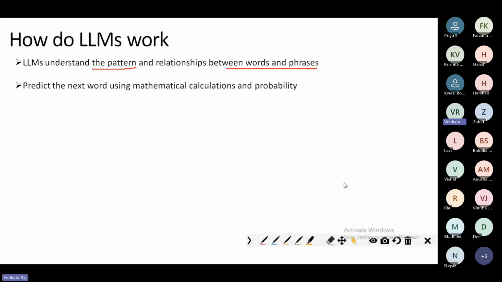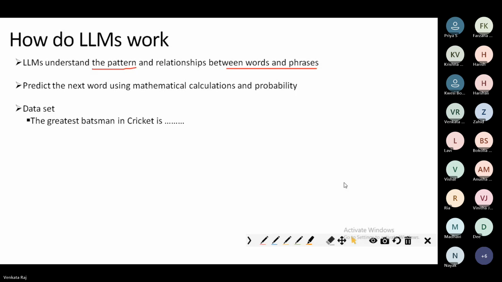Now, when they are understanding the pattern and the relationship based on the algorithm, the algorithms have been written using the mathematical models of machine learning, deep learning, as we were discussing yesterday, NLP. So in the backend, a lot of mathematical calculations will happen. Probability will come into picture, and based on that, the LLM will be able to predict the next word. It is basically processing, guys.